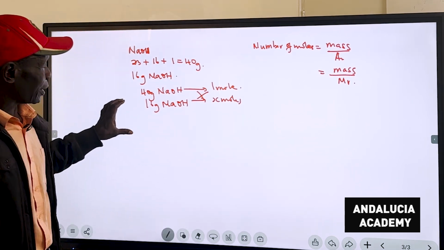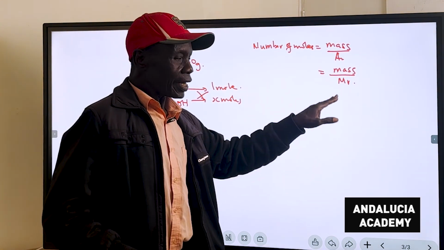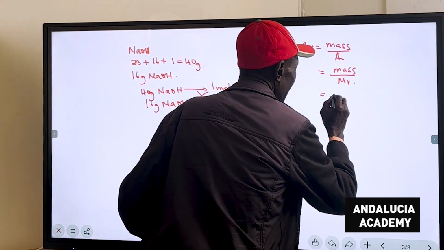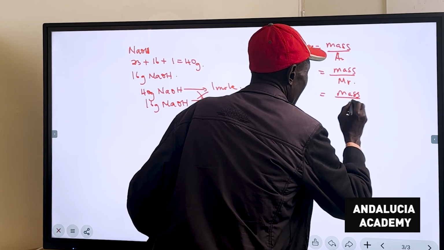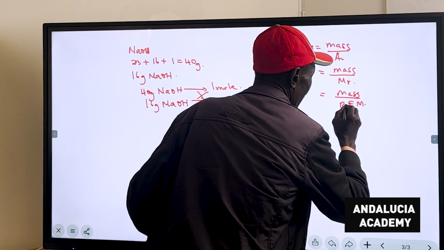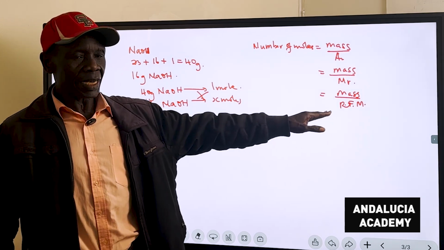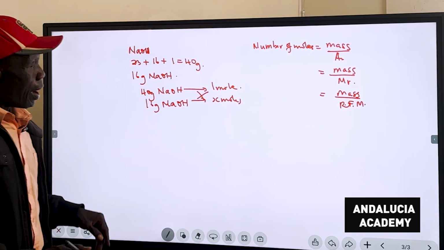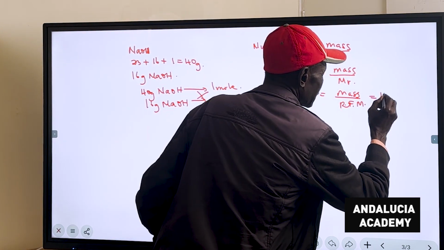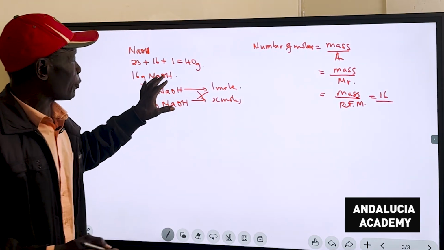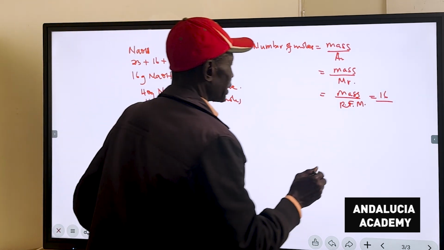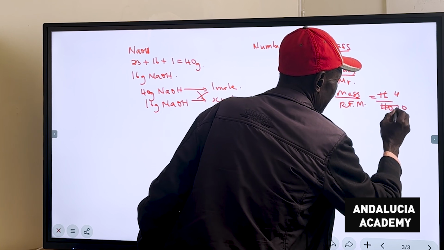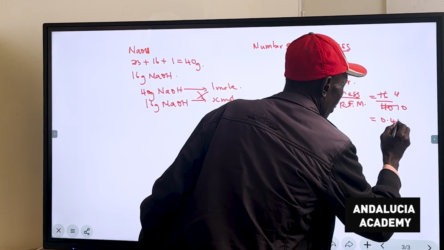But now, since I'm using an ionic compound, the relative formula mass is still represented by Mr, but you must know it is mass over RFM. But the RFM in your exam will still be written as what? Mr. So in this case, I will just put 16, which is the mass given, over the relative formula mass of sodium hydroxide, which is what? 40. So 4 by 4, 4 by 10, which I'll get 0.4 moles.